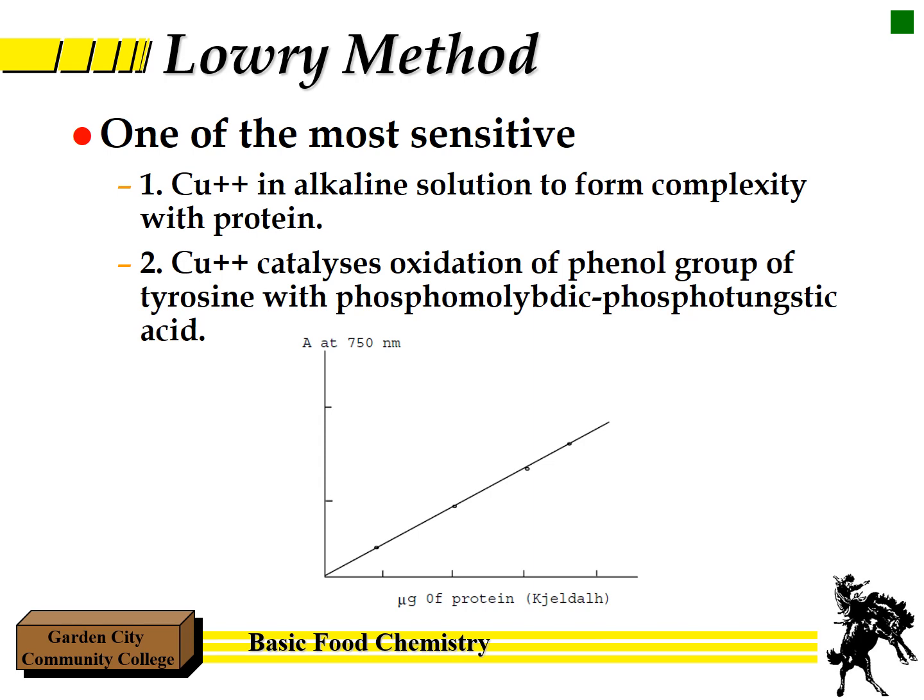The Lowry method is probably one of the most selective. It also uses copper in an alkaline solution to form a complex with the protein. This copper is going to catalyze the oxidation of the phenol group of tyrosine with phosphomolybdic phosphotungstic acid. Oh, those always kill me. But that's kind of how it works. It's going to look at the milligrams of protein by Kjeldahl analysis, and you can see as the protein goes up, it's also going to select more for the more nitrogen that's there.